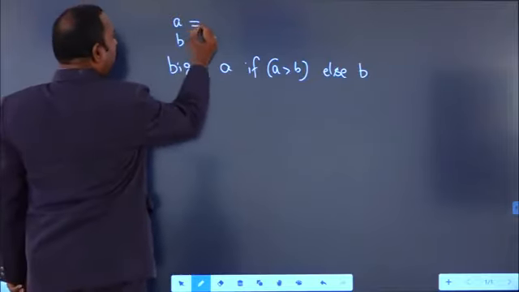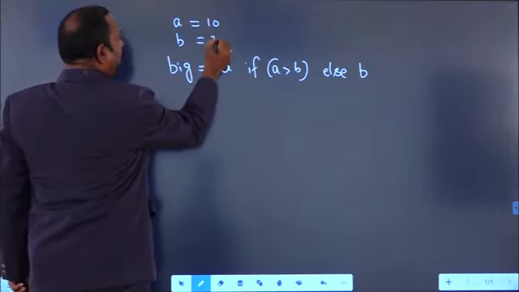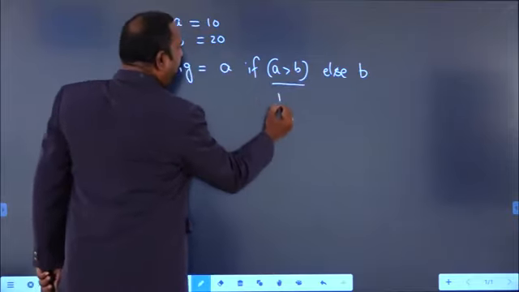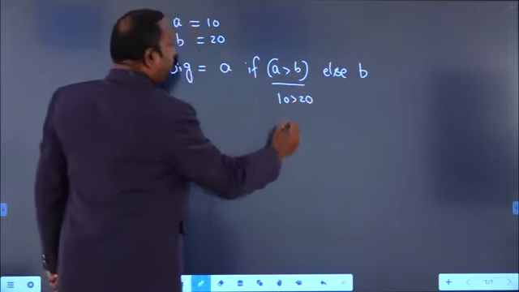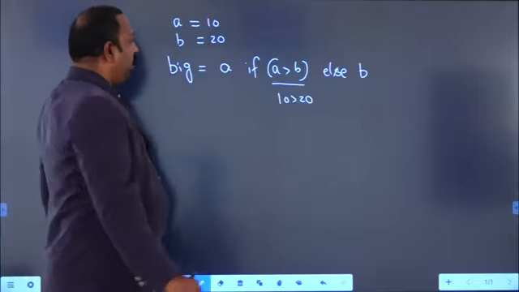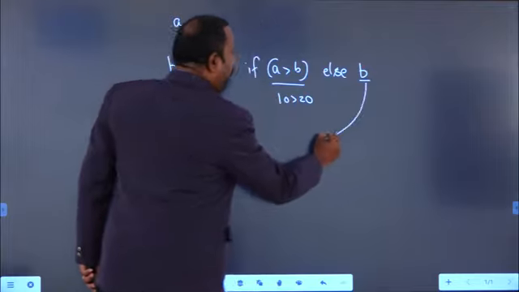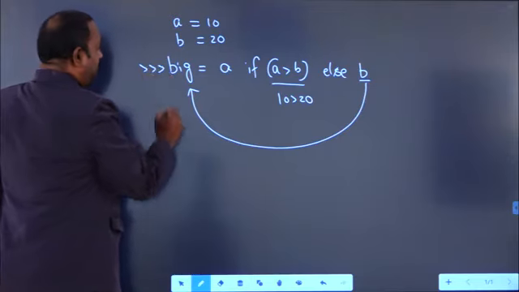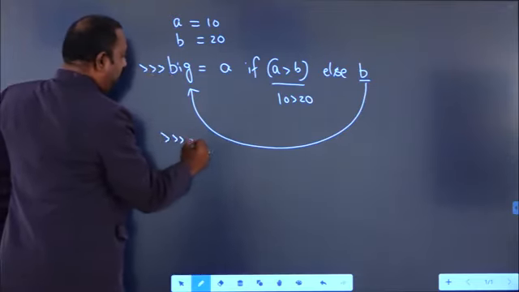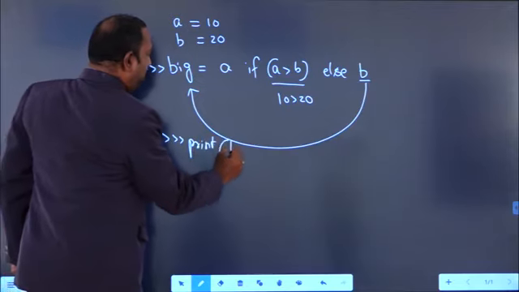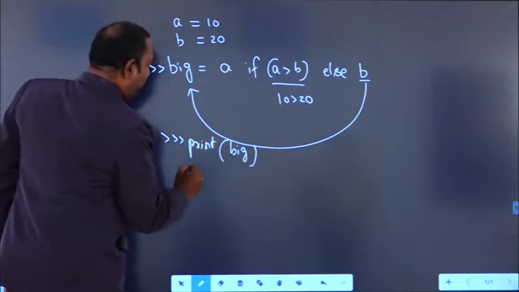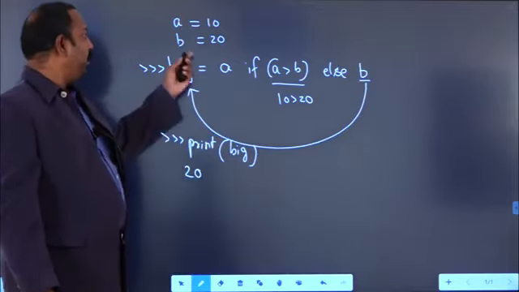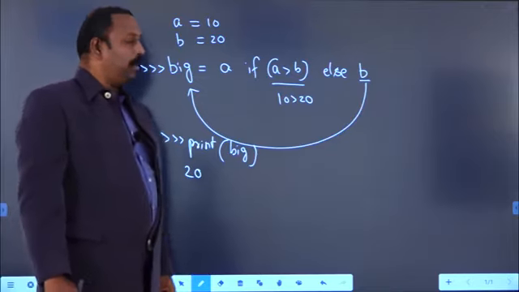Suppose a = 10 and b = 20. First it will check the condition, that is 10 > 20. The condition is false, so it will execute the else part, that is b will be assigned to big. Suppose I print big, you will get the output 20. So out of 10 and 20, 20 is the biggest number out of a and b. That is the output we got here.